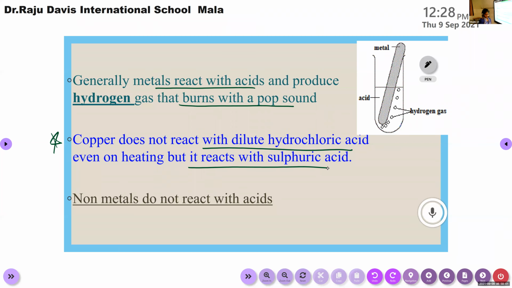So that's about this activity, reaction of metals and non-metals. Ma'am, don't change the slide. Can we write it down? Yes. Along with that, you can tell me the attendance, okay?